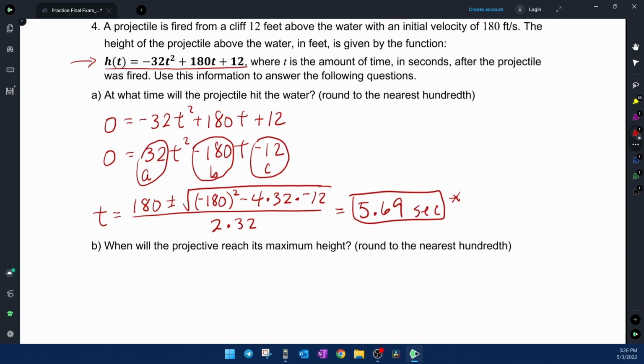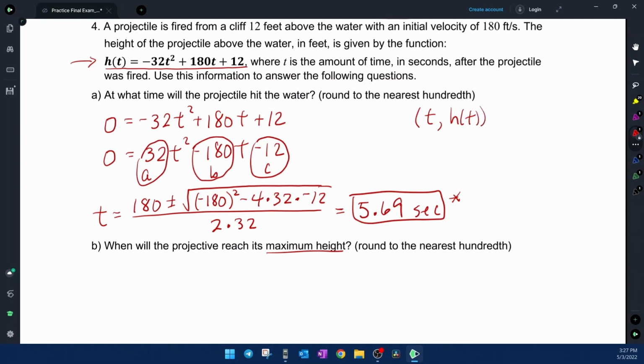Part B, when will the projectile reach its maximum height? Remember, if you're talking about the maximum or a minimum of a quadratic, you're really talking about the vertex. When means you're looking for t. And if we were to write these ordered pairs using t and h of t, t would be the x coordinate, h of t would be the y coordinate.